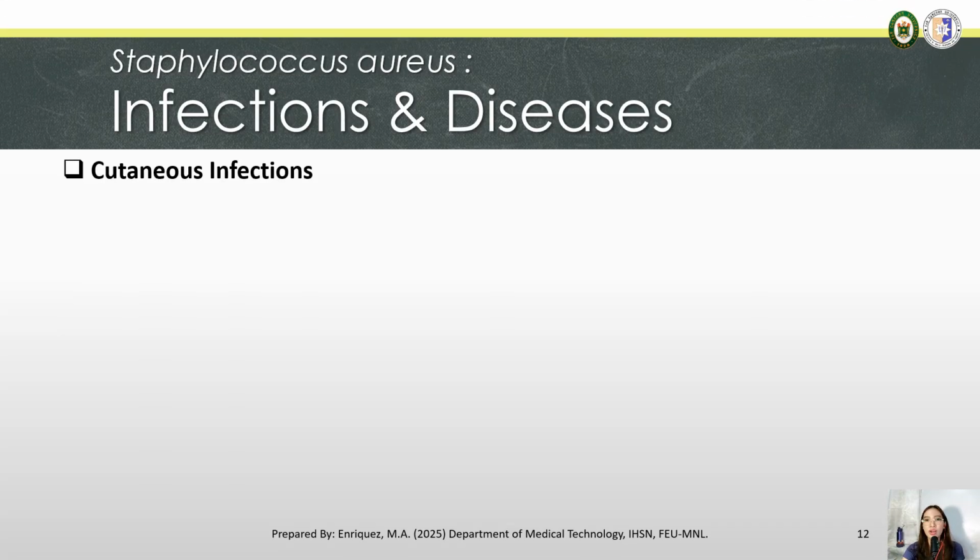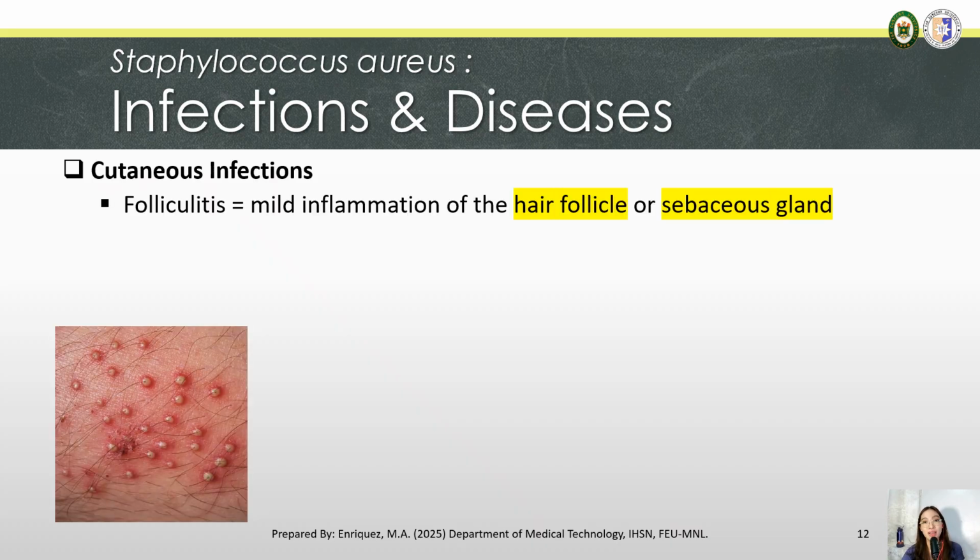Now that we know kung ano-ano yung mga virulence factors ng Staph aureus, let's now look into what clinical manifestations or diseases they can cause. So let's start with cutaneous infections. Folliculitis is the mild inflammation of the hair follicle or sebaceous gland. So in folliculitis, individually infected yung bawat hair follicle nung pasyente. So there could be many hair follicles that are infected at the same time, as we can see here in this first photo, but they are infected separately.